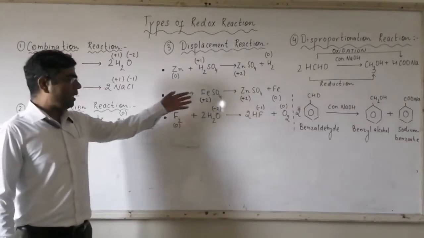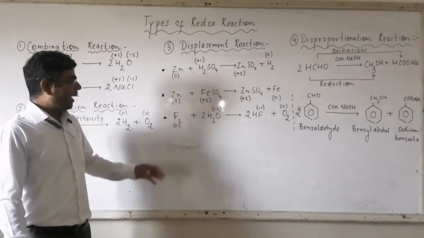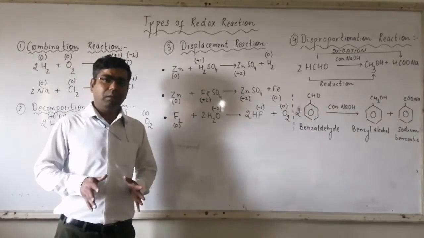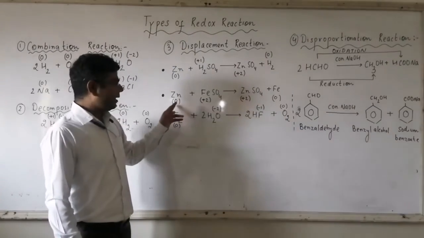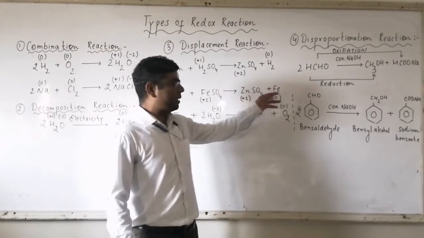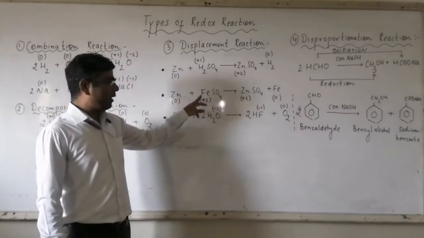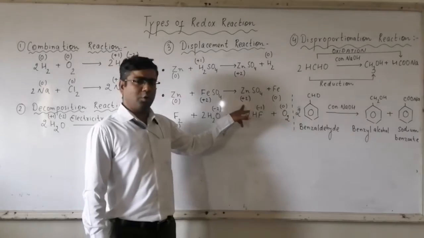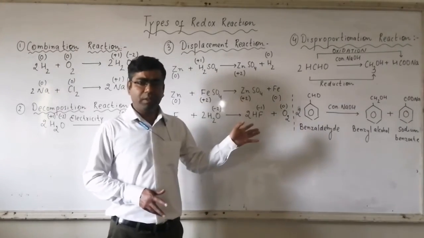Now next one, zinc with FeSO4, metal with metal. We know it very well that the reactivity of zinc is more than iron. So more reactive metal will displace a less reactive metal. So zinc will displace Fe from FeSO4, as a result of which we will get zinc sulfate plus Fe. Zinc state is 0, in FeSO4 state of Fe is +2. In zinc sulfate state of Zn is +2, and in Fe is the free state for iron, oxidation state of Fe is 0.